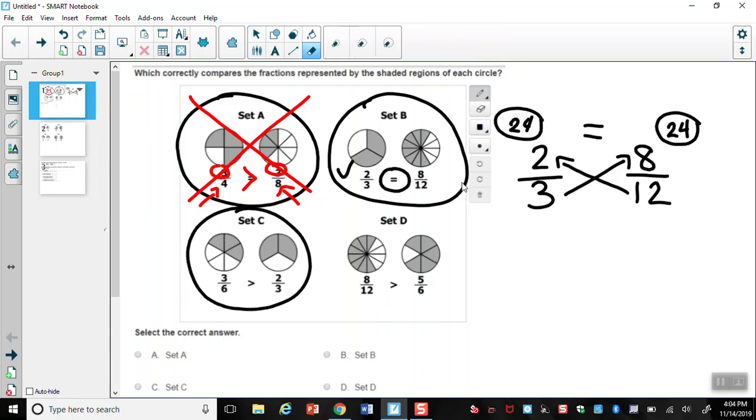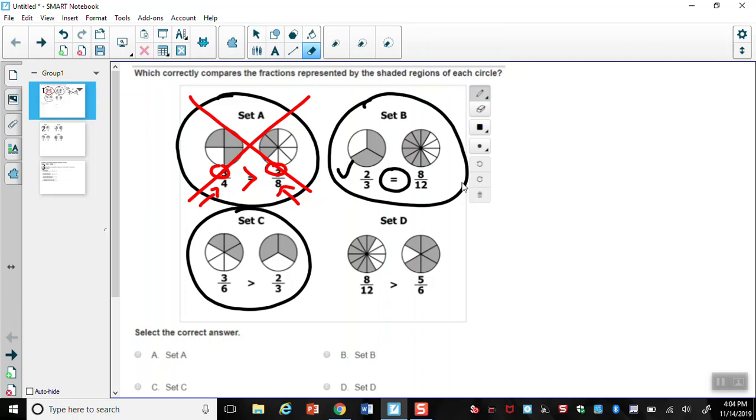Okay? Set C says 3/6 is greater than 2/3. So in this case, when I'm looking at the fractions, I can see that 3/6 is the same as half of my circle. And I can see that because of the straight line going through the middle of the circle. But I could also tell that because I know that 3, our numerator, is half of 6, our denominator. So I know that that's equal to 1/2. Now 2/3, well, if I think about what half of 3 is, half of 3 would be 1 and 1/2, right? Because 1 1/2 plus 1 1/2 equals 3.